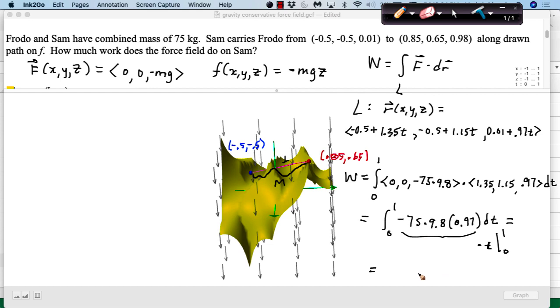Why am I getting in the hundreds of thousands of joules? The answer should be 712.95, because it's just the number inside there, 75 times 9.8 times 0.9. Yeah, that's what I'm seeing too, but something's wrong.